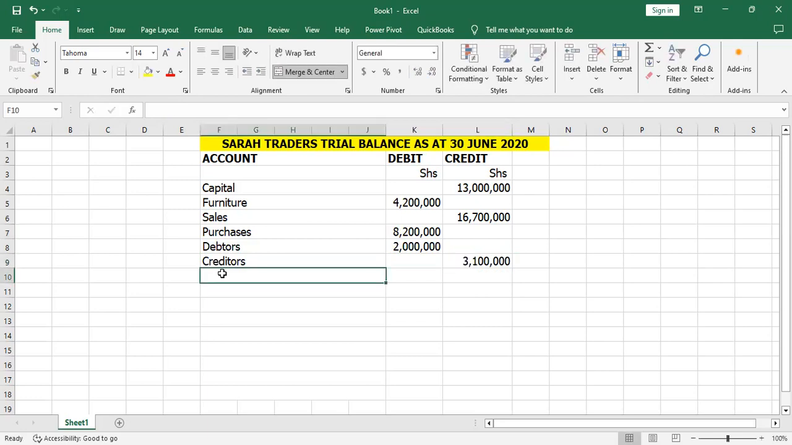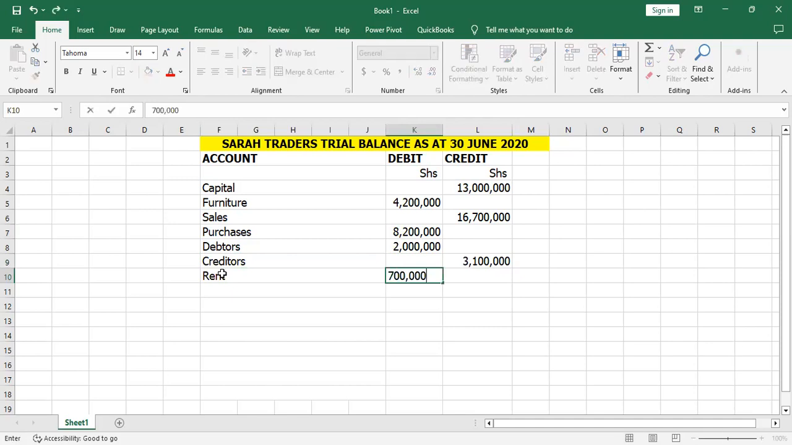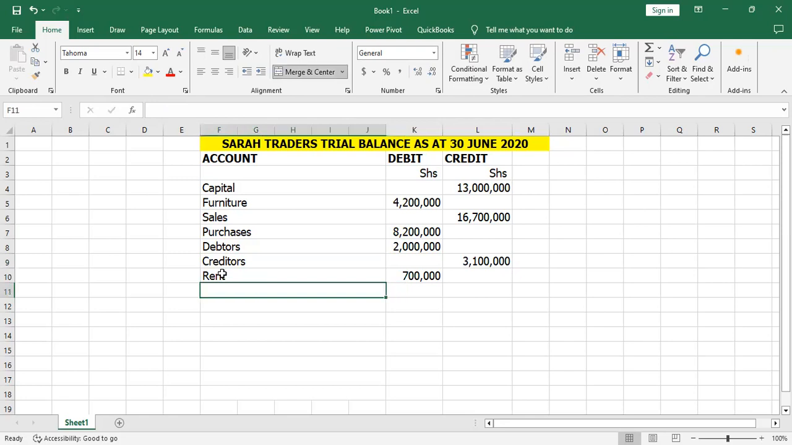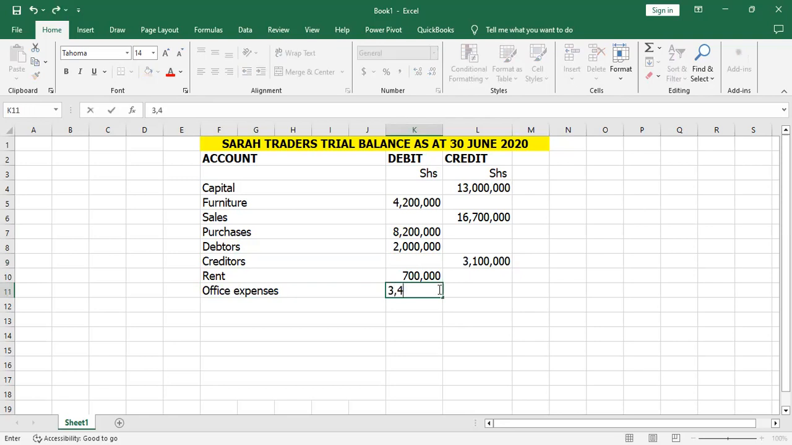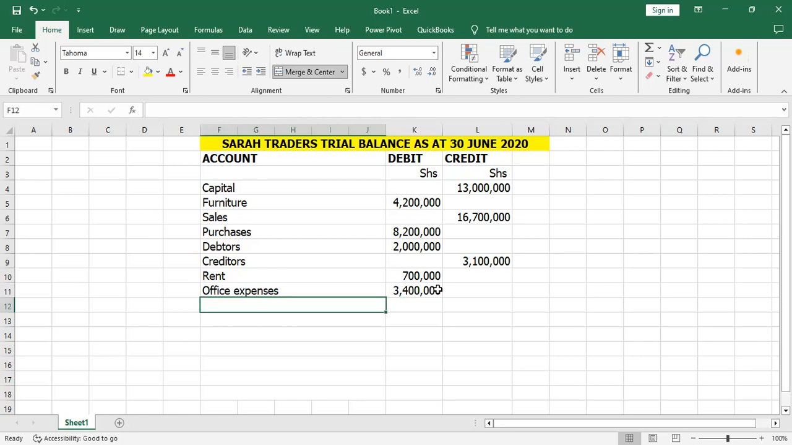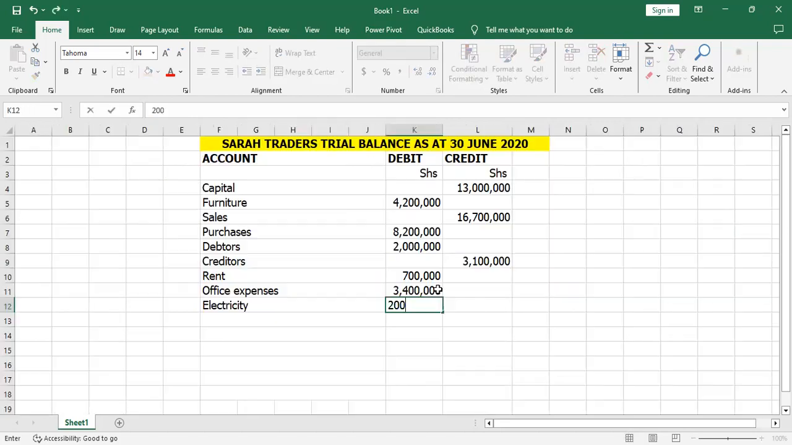Then we have rent. Rent is an expense. Expense accounts have a debit balance, that is 700,000. Then we have office expenses. Expenses have a normal debit balance, so you debit. Then we have electricity. These are expenses. Electricity, normal debit balance of 2 millions.